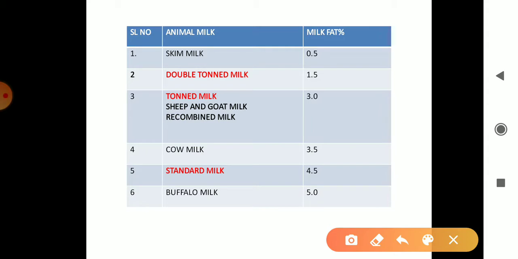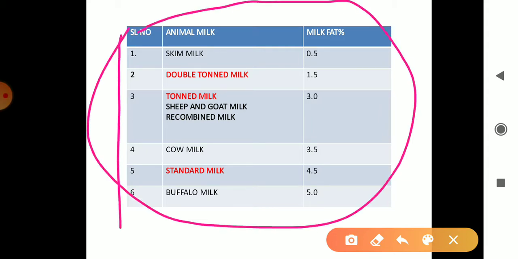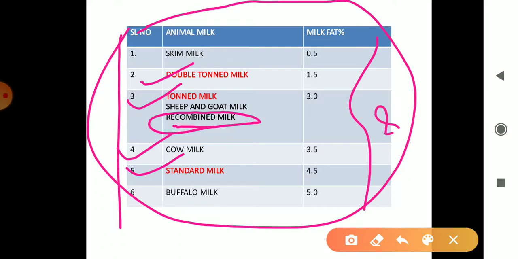So, dear students, please remember this data. All are important, especially the fat percent of double toned milk, standard milk, and cow milk. Very, very important, and the recombined milk. Dear students, this is very, very important.